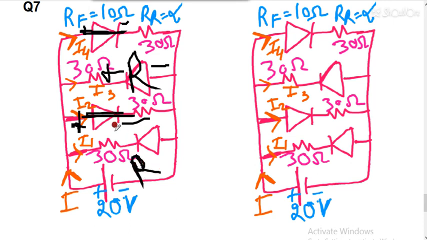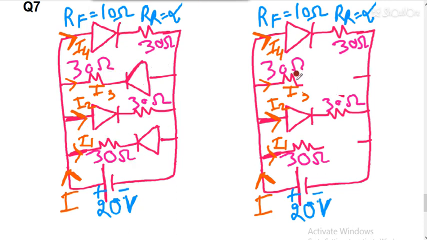So students, I hope the question is clear. You have to first check which diode will be active in the circuit, which diode will be considered, or which diode is just for confusion. So here two diodes are reverse bias. If I redraw the circuit, this diode will be eliminated and this diode will be eliminated. So we are left with the two diodes only, and a 30 ohm resistance is there.